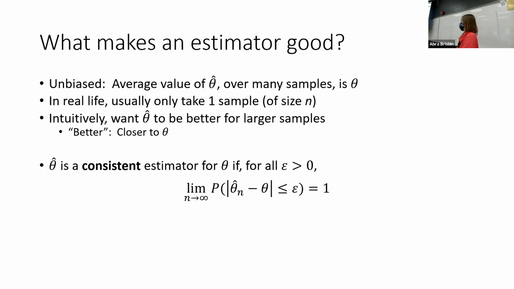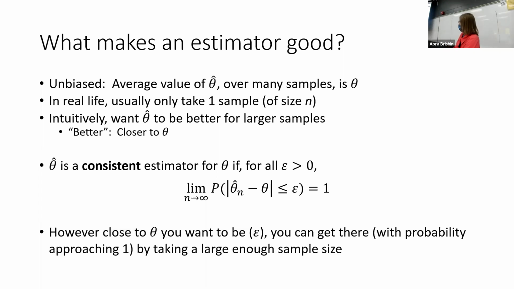So this looks pretty technical, but really all it's saying is however close to theta you want to be, you can get there with probability approaching 1 by taking a sample size that's large enough.